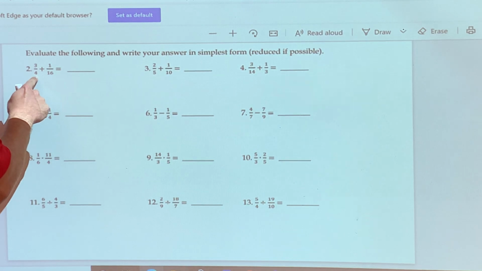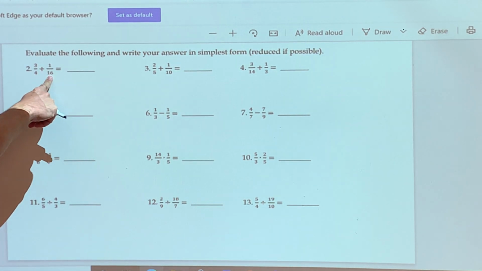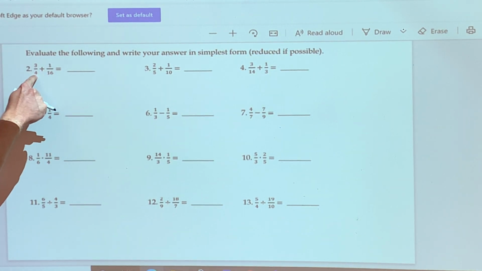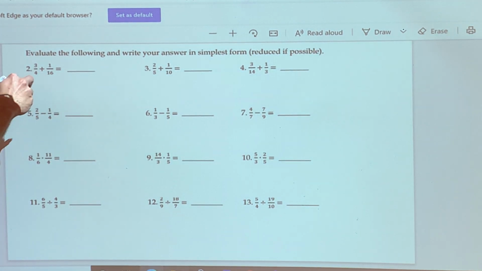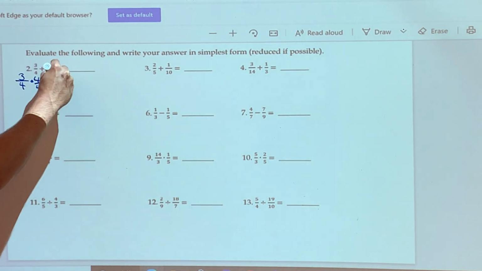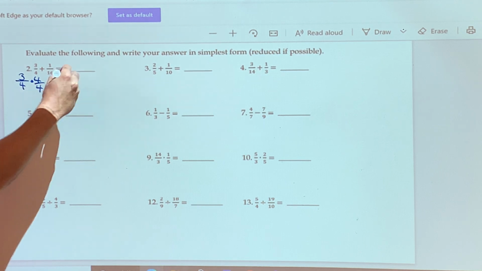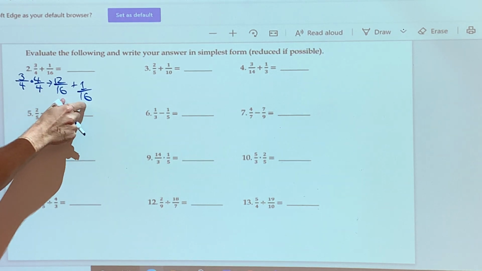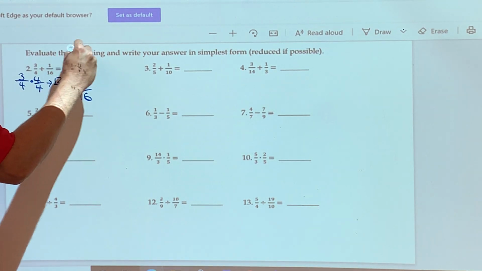When I look at 3/4 and 1/16, I say to myself, how can I make one of these denominators 16? The biggest thing I would say is that you cannot make a bigger number a smaller number, so usually look at the smaller one and try to get to the bigger number if you can. So I'm going to take 3/4, and to get it to 16, I'm going to multiply top and bottom by 4, which gives me 12/16. So now I've got 12/16 plus 1/16, and since they're the same denominator, we can add them together. 12 plus 1 gives you 13 over 16.